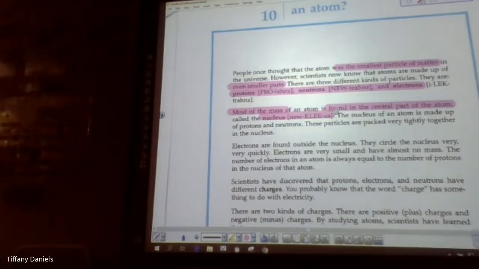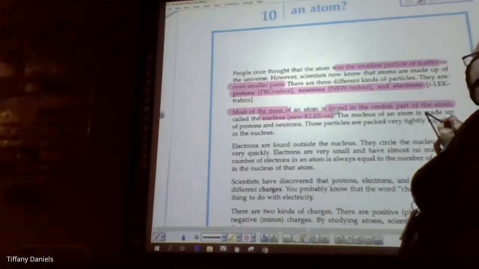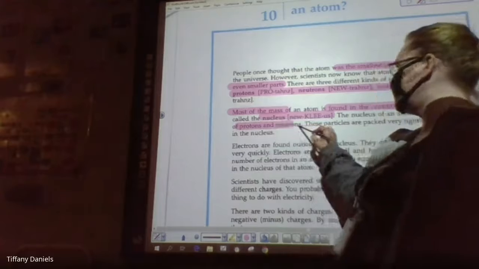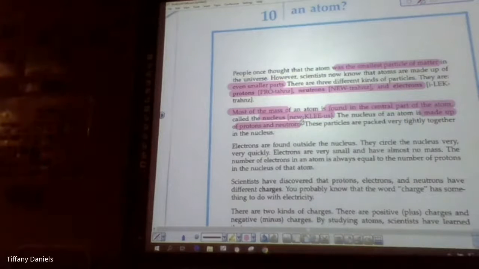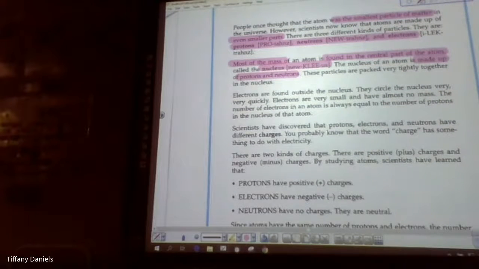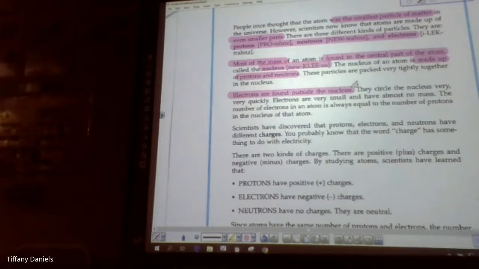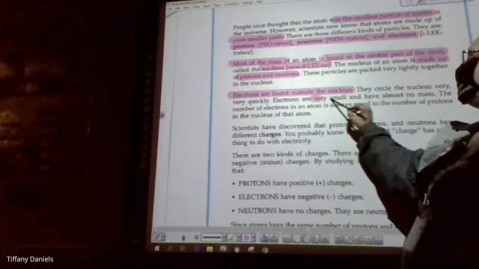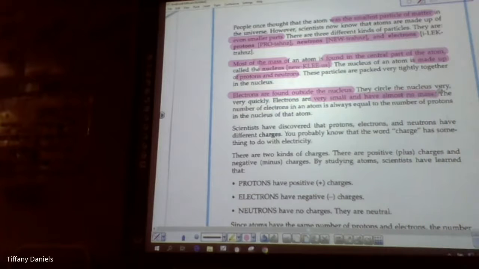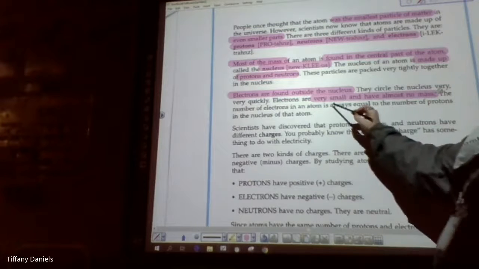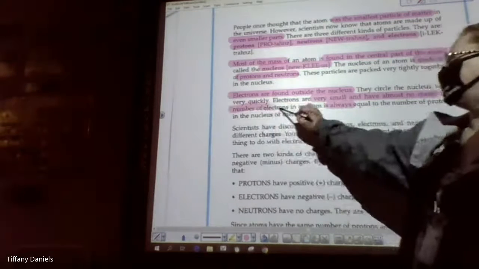The nucleus of an atom is made up of protons and neutrons. These particles are packed very tightly together in the nucleus. Electrons are found outside the nucleus. They circle the nucleus very, very quickly. The electrons are very small and have almost no mass. The number of electrons in an atom is always equal to the number of protons.